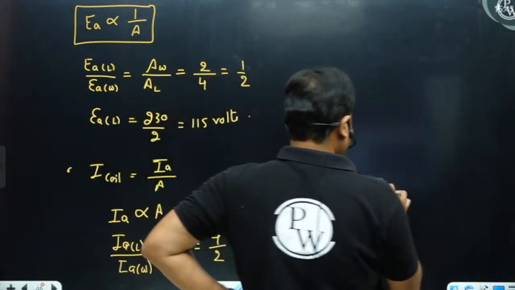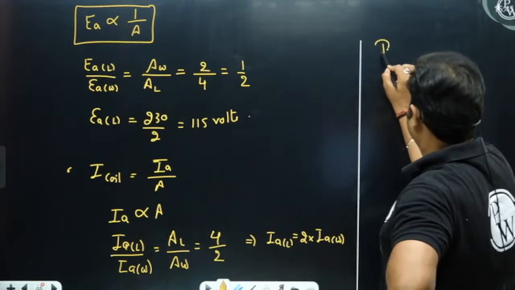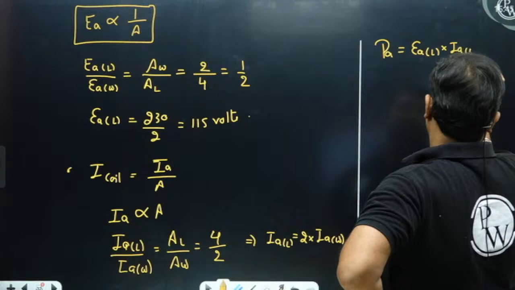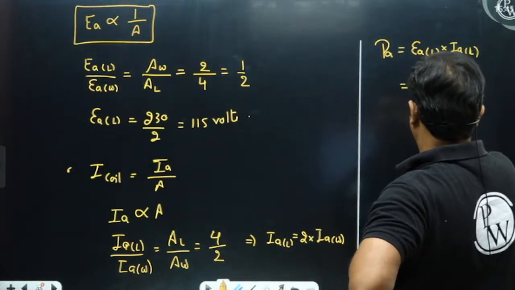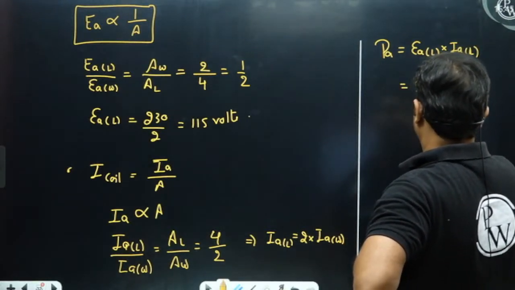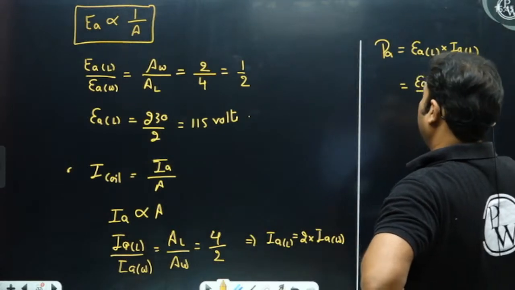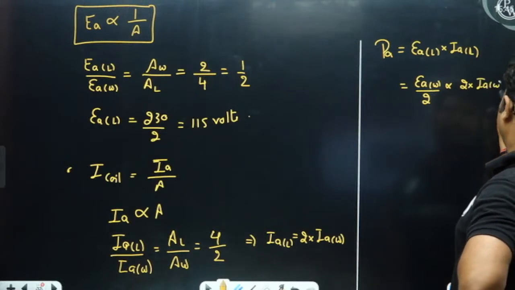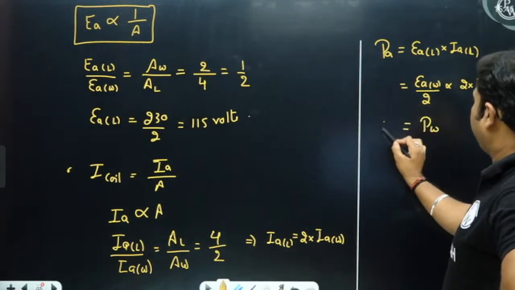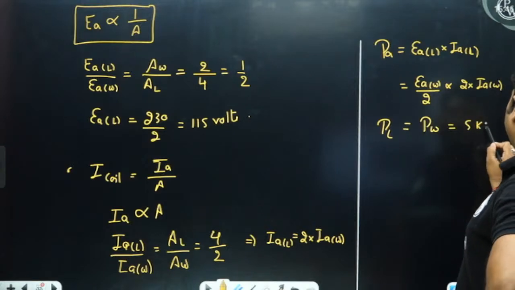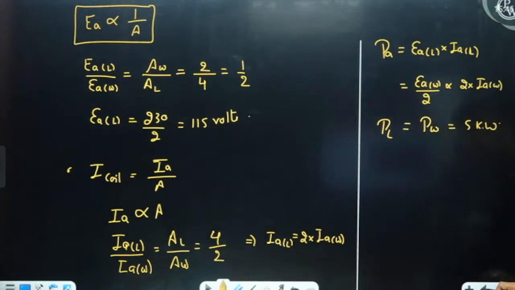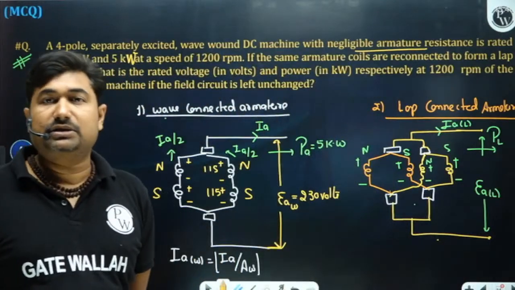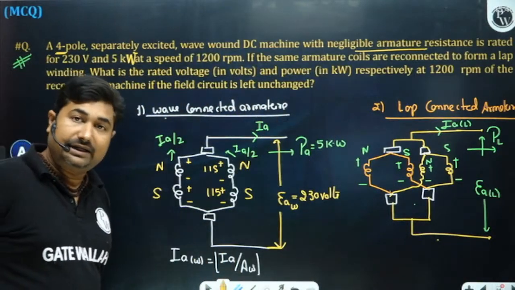What about power? Power is EA of lap into IA of lap. So EA of lap is EA of wave by 2 and IA of lap is twice of IA of wave. So power of wave is equal to power of lap, 5 kilowatt. So power is not going to change. Is it okay? See, because there is no change in the coil, so the thickness of coil is not changing. It means coil current is not changing.